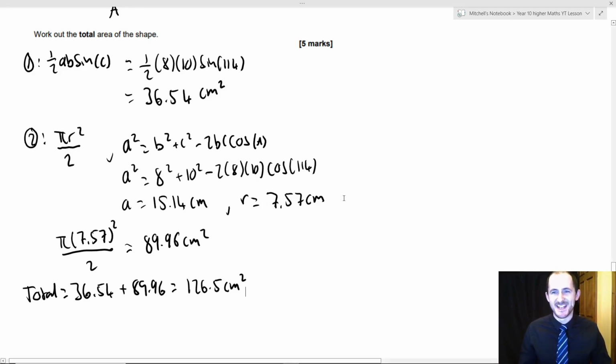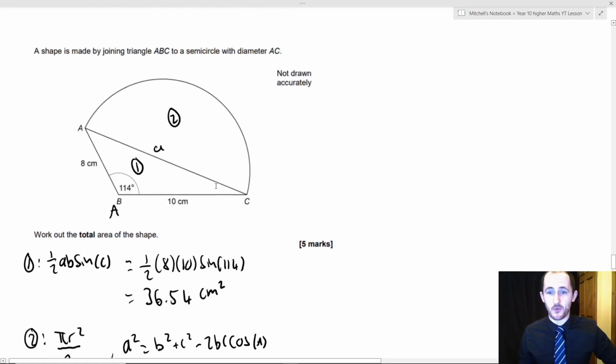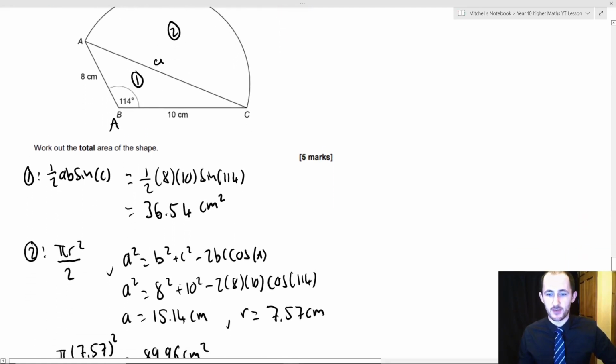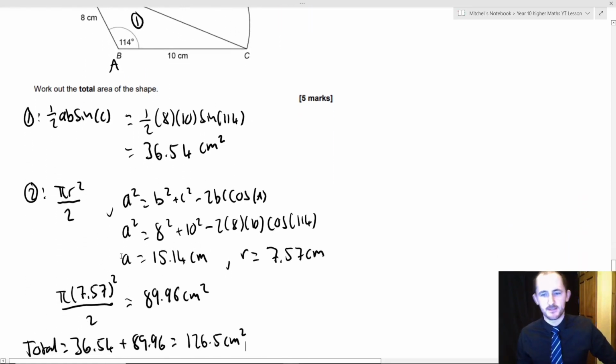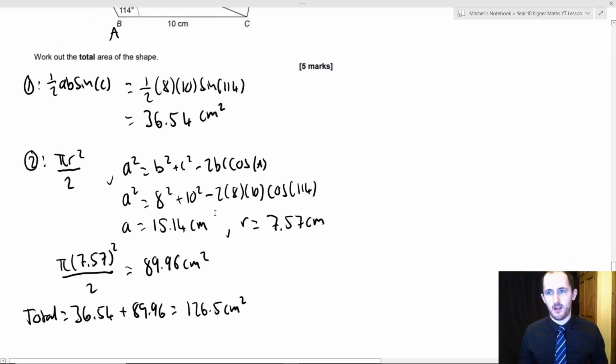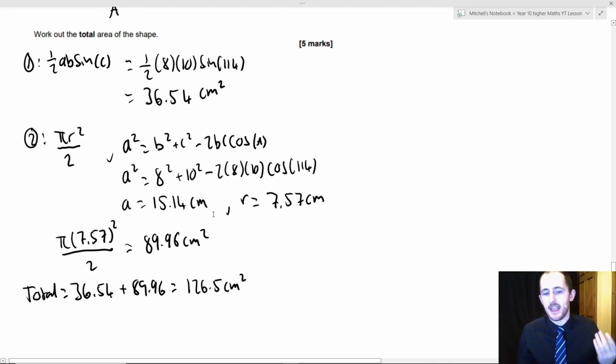That was a 5 marker. You had to use all sorts of stuff. You had to use the area of a triangle, you had to use the cosine rule, you had to use just everything. So honestly, it's a good question in a sense, but it's also kind of sucky.